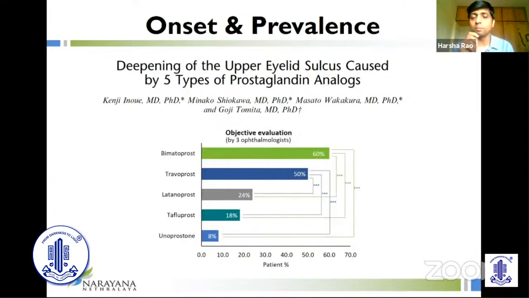incidence of PAP was compared in patients on multiple prostaglandin analogs. And what they found was in glaucoma patients who used bimatoprost, close to 60% of these patients showed signs of PAP, or DUEs for that matter. 50% of those on travoprost showed the presence of DUEs, while the number of patients on latanoprost and tafluprost showing this side effect was much lesser, as well as unoprostone.